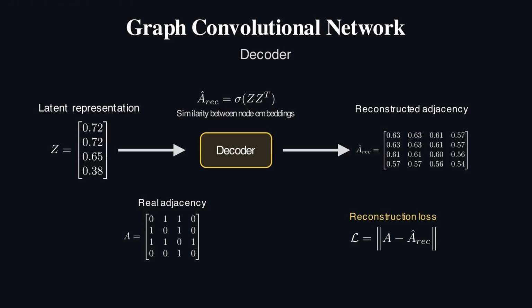Because all operations are differentiable, we can use backpropagation. The error signal flows from the loss through the reconstruction step back into the embeddings and further into the encoder. This allows the model to adjust its parameters so that the reconstructed graph becomes more accurate over time. In this way, the model learns representations that capture the underlying structure of the graph.